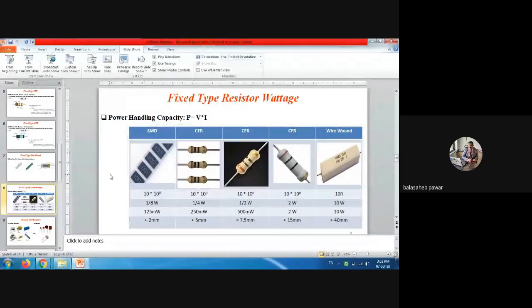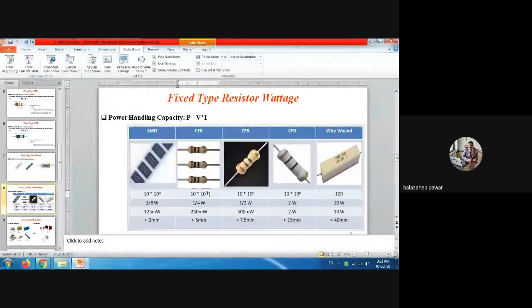Clear? Now the next one is CF type, quarter watt. Again, the color bands are brown, black, brown. Sorry, brown, black, black. Okay. So brown, black, again 10 into 10 raised to power. That power is the number of that third color, that is black, that is 0. And it is of 10 ohm.